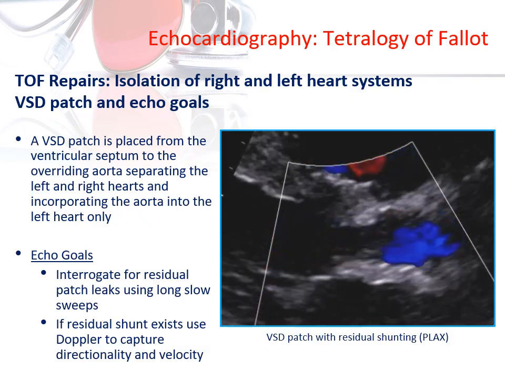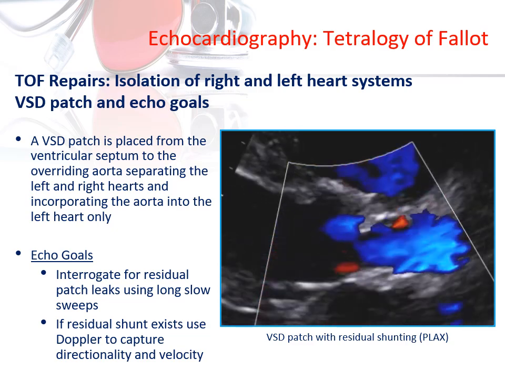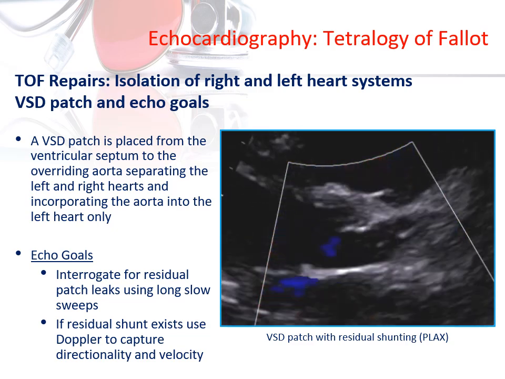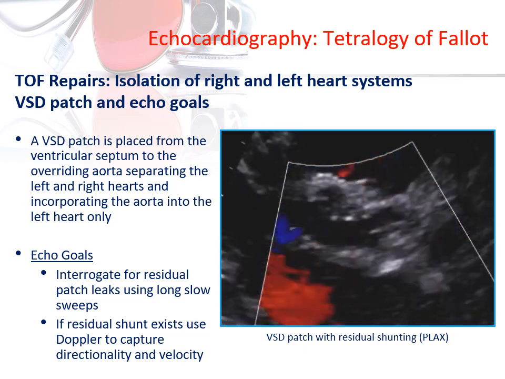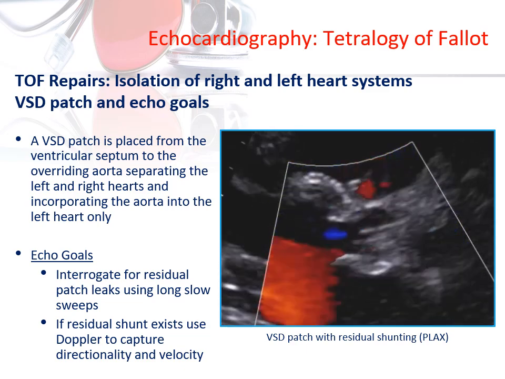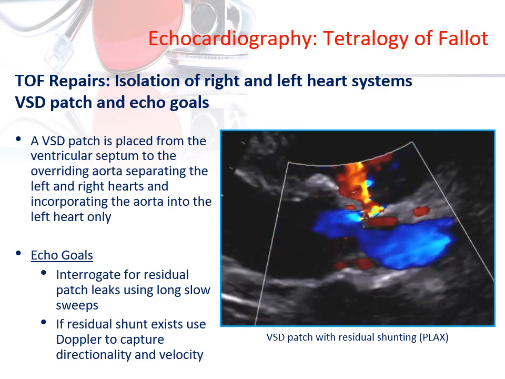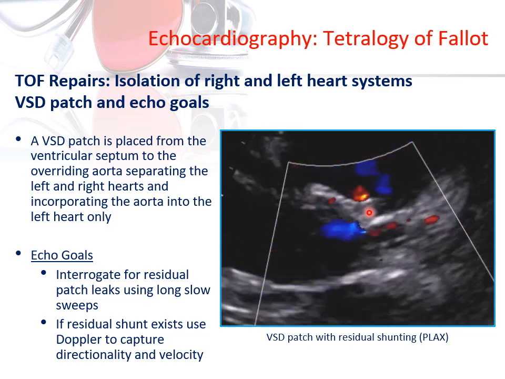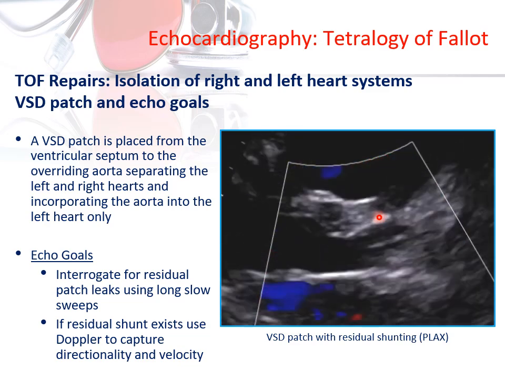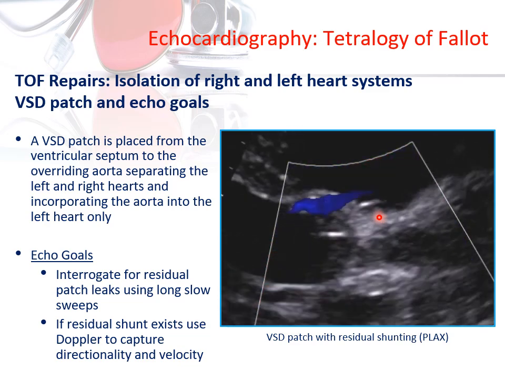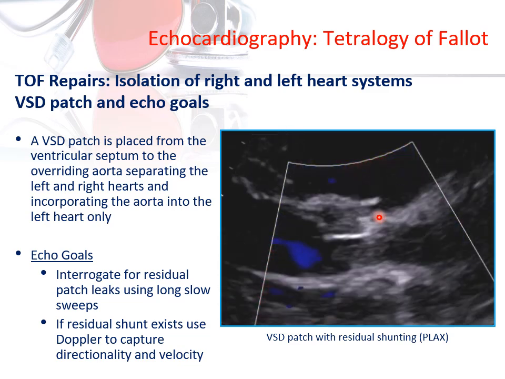A VSD patch is placed from the ventricular septum to the overriding aorta, separating the left and right hearts and incorporating the aorta into the left heart only. Now your echo goals here are going to be to sweep through that VSD patch and interrogate for any residual leaks. In this video here, it actually shows a patch leak right here, and if a residual shunt does exist, then you want to use spectral Doppler to capture the directionality and velocity.